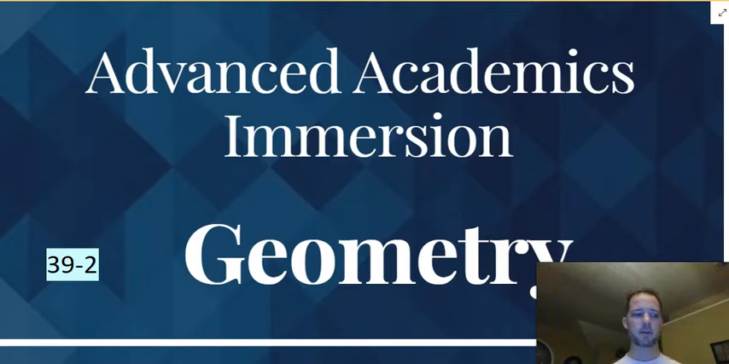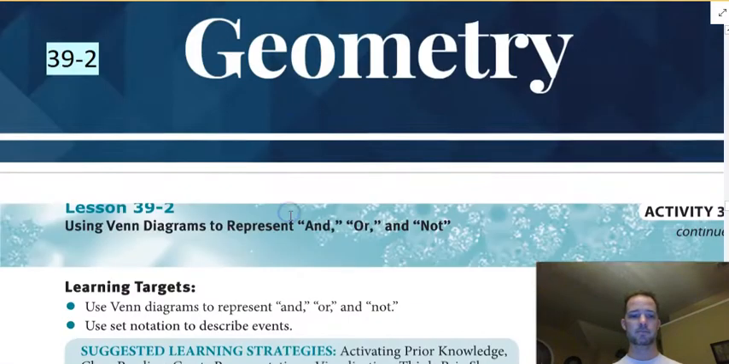Welcome back, Mr. Munyon here with 39-2, using Venn diagrams to represent and, or, and not statements. So let's go ahead and jump into the activity.